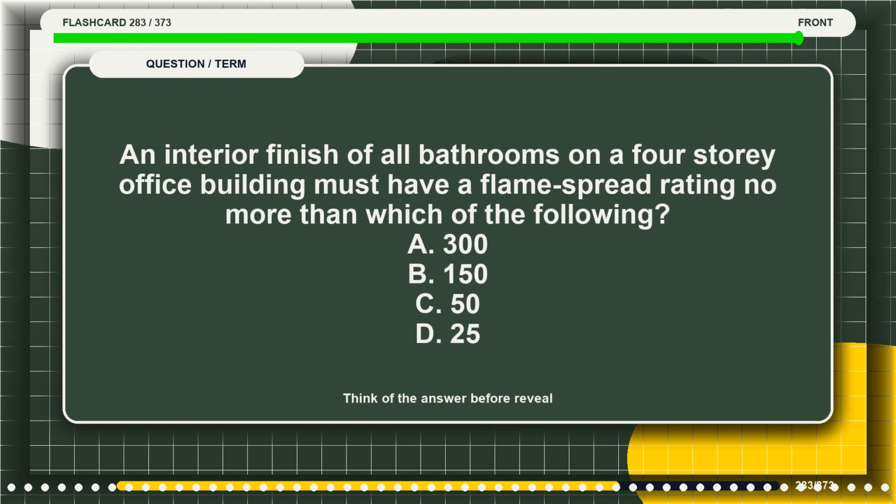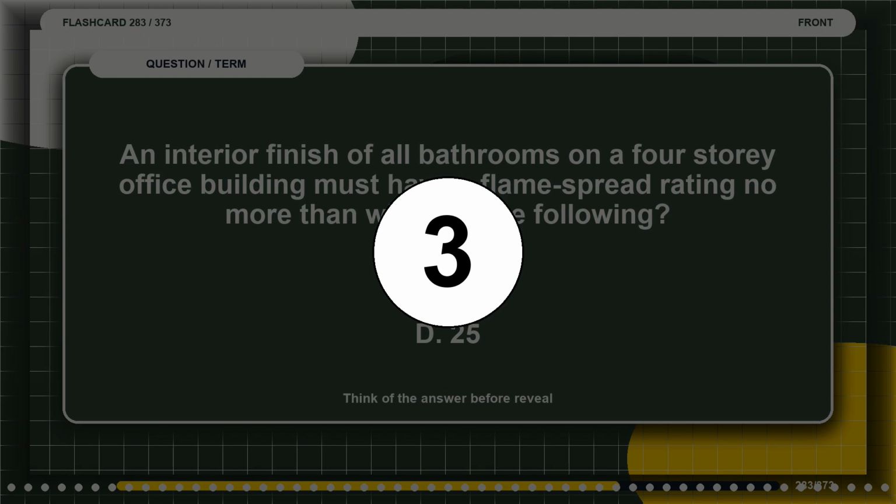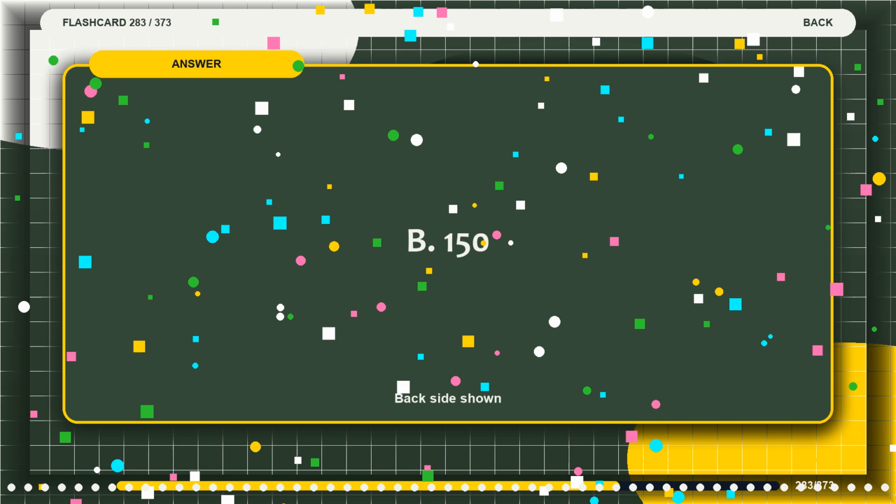Flashcard 283. An interior finish of all bathrooms on a 4-story office building must have a flame spread rating no more than which of the following? A. 300. B. 150. C. 50. D. 25. Think of the answer before the reveal. The answer is B. 150.